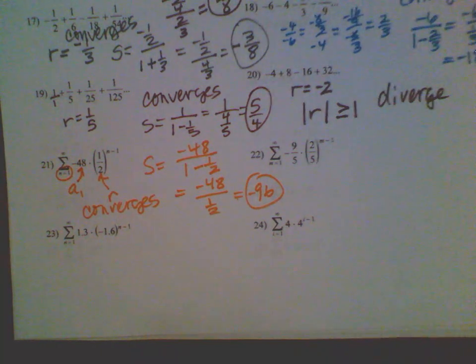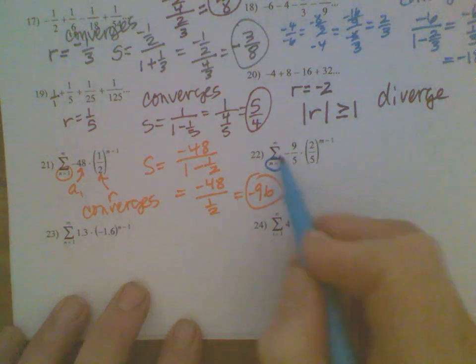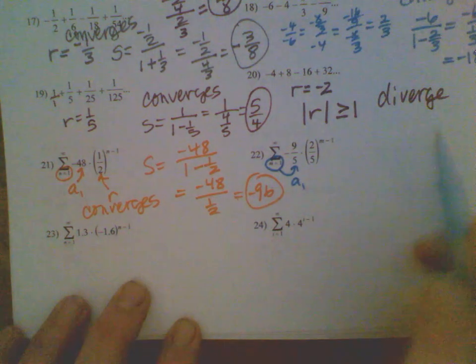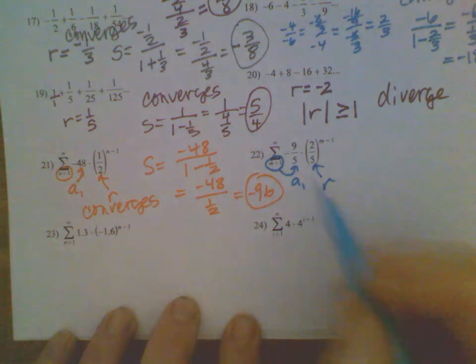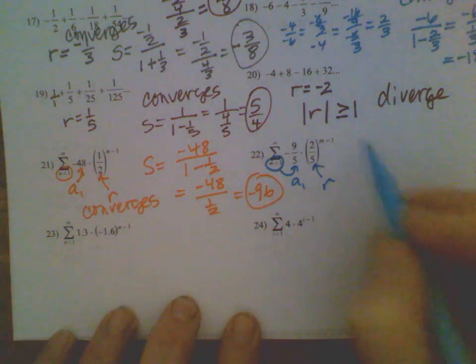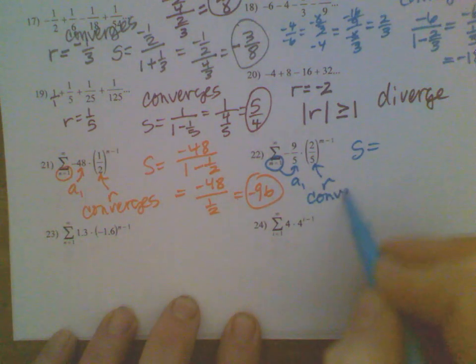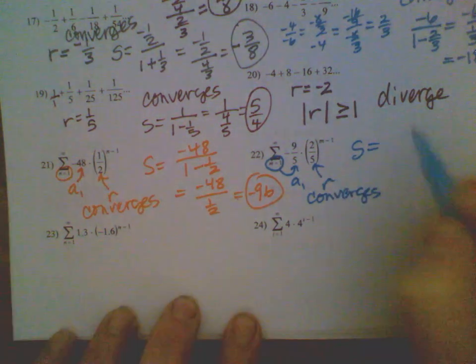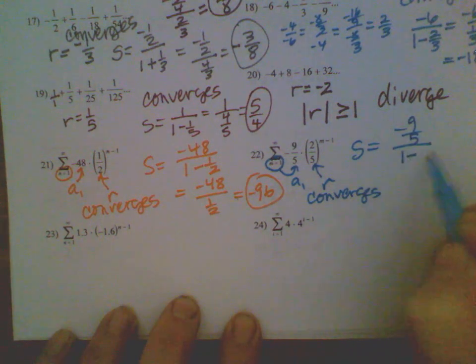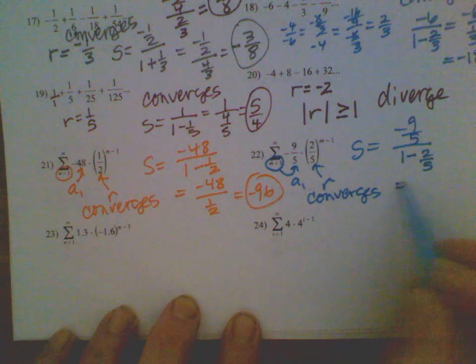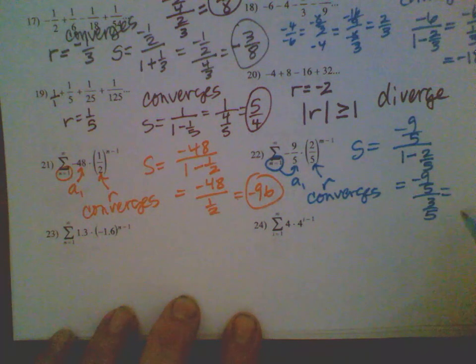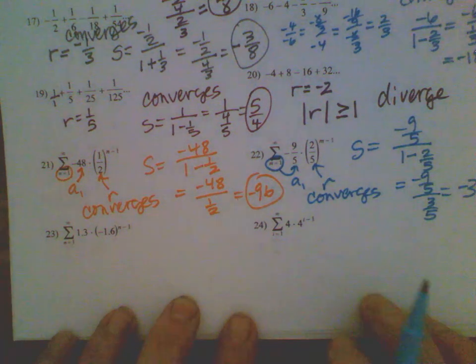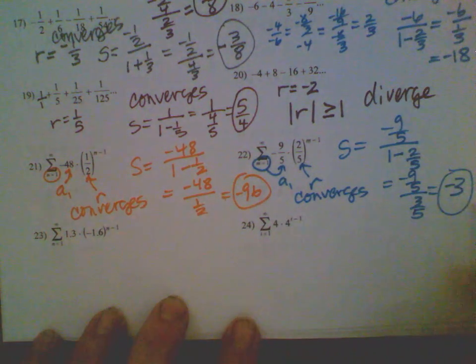Problem number 22, another similar one. Again, as long as that starts at 1, then that first thing is my a sub 1. It looks like my r again is the right size. Absolute r has to be between negative 1 and positive 1, and 2/5 fits the bill. And so that means this converges. That means it has a sum, and the sum is negative 9/5 over 1 minus 2/5. And again, now it's just a matter of doing math. Negative 9/5 over 3/5. I'm just doing the math here, nothing fancy, and I end up with -3. So this one converges to -3.